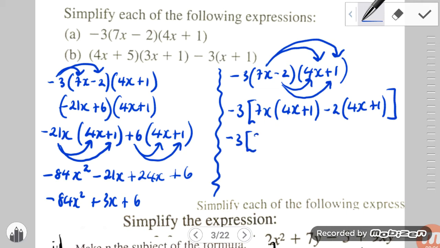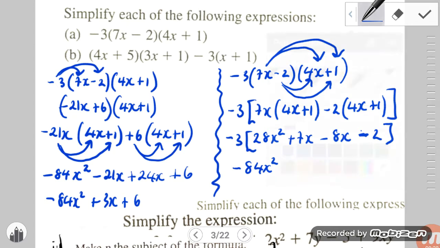Open our square bracket here. 7x times 4, that's 28x squared. Okay, 7 times 1, that's positive 7x. Minus 2 times 4, that's minus 8x. And minus times positive is minus. 2 times 1 is 2. And then finally now, we're just going to be using the minus 3 to distribute inside the bracket here. So that's minus 3 times 28, that's negative 84x squared.